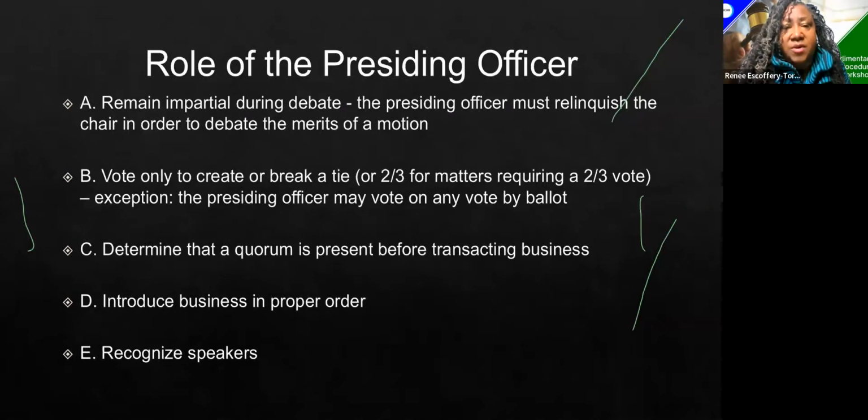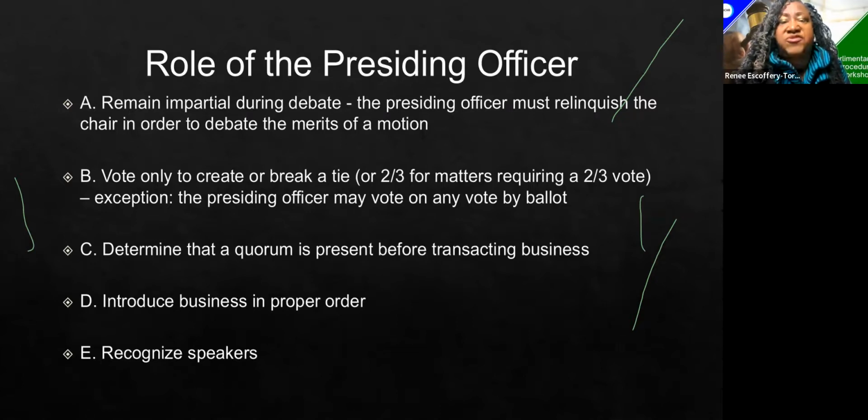So let's talk very quickly about the role of the presiding officer. First rule, remain impartial. It's hard. You might be in your feelings about it. You might feel some kind of way about it, but you have to remain impartial during debate. Even with a poker face, you cannot let it be known how you feel about an issue.